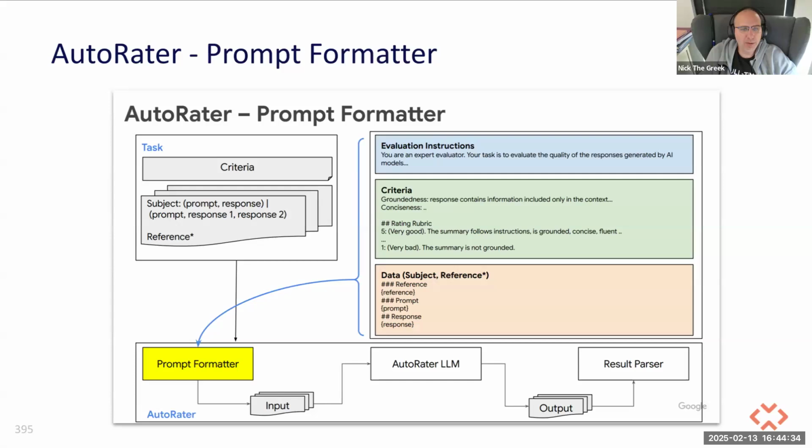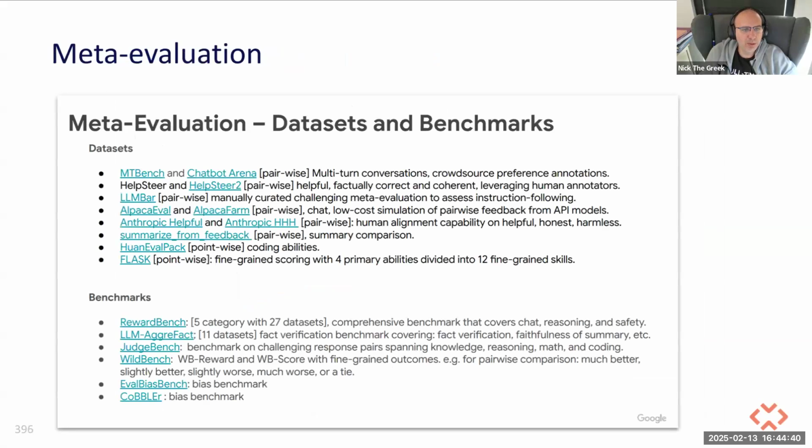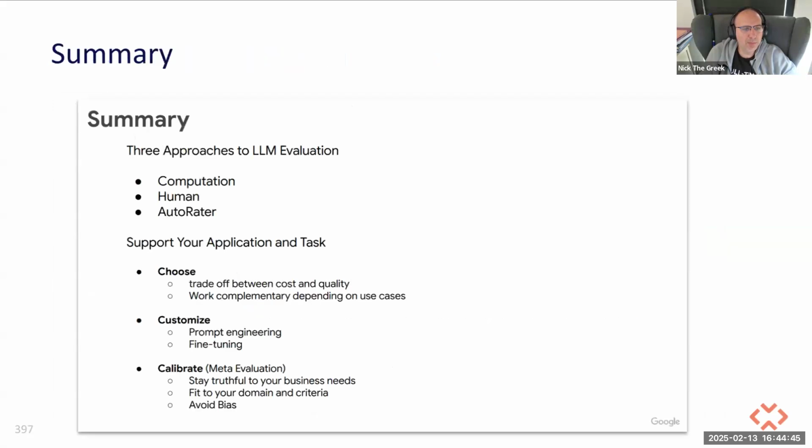Here you can read more about the prompt formatter and fixing and maintaining. This is more like a DevOps tool for language models. And now here they also have a bunch of benchmarks. Maybe we can go through the summary. Three approaches to LLM evaluation: computation, human, Autorater. Support your application and task. Choose, customize, calibrate.